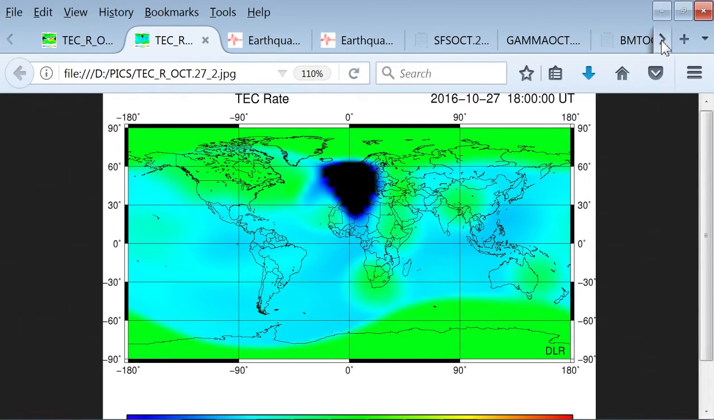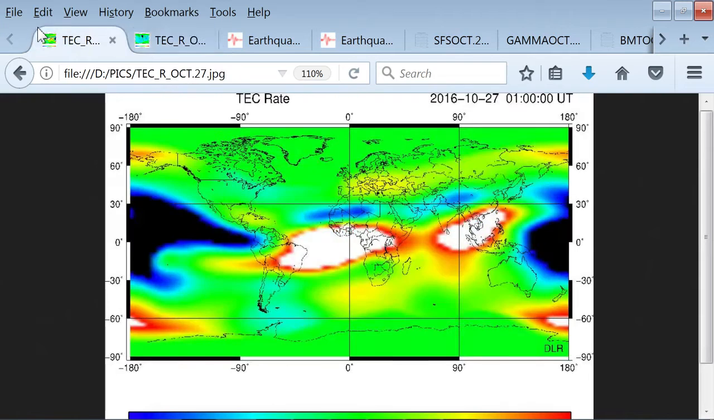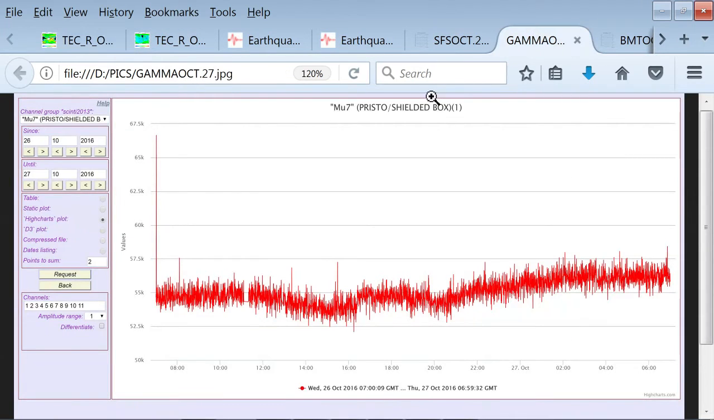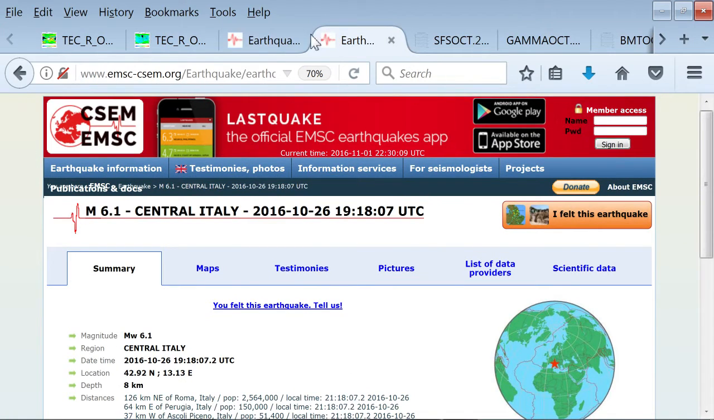The main reason why we get these rapid increases of intense ionospheric charging is gamma rays, as I've shown time and time again. Here we're looking at China's neutron monitor. You can see the neutron influx is just massive. The neutron count of over 65,000 here is just insane on the 26th, leading up to the 27th, with multiple spikes until we had another magnitude 6.1 in Italy at 1918 universal time.